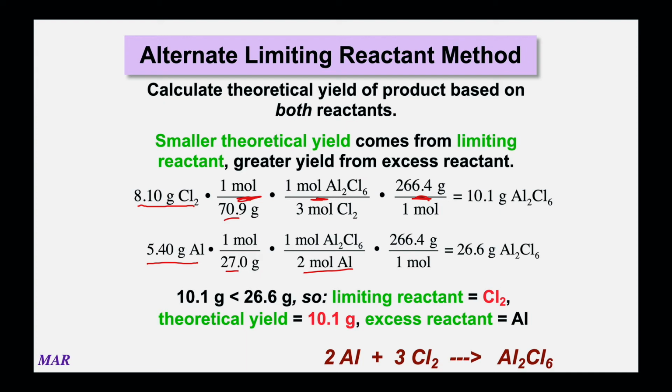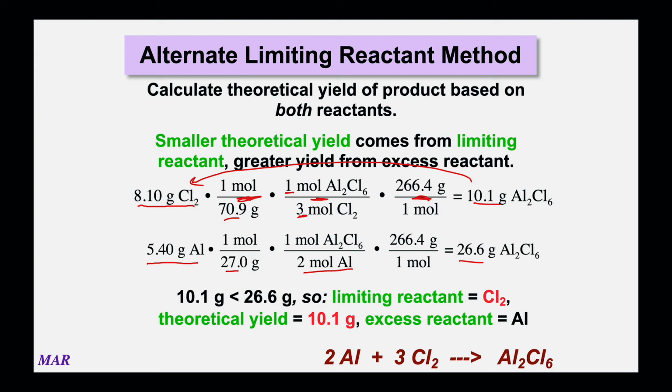On the other hand, for chlorine, it's 3 on the bottom and 1 on the top, because there's 3 moles of chlorine for 1 mole of product. Then the last step is the same on both. It's just the molar mass of what you're looking for. That's the same number. You're turning moles into grams. The last part is what I find really cool about this. Notice here you get 10.1 grams from the chlorine, because this number again came from the Cl2, and 26.6 grams of product from the aluminum.